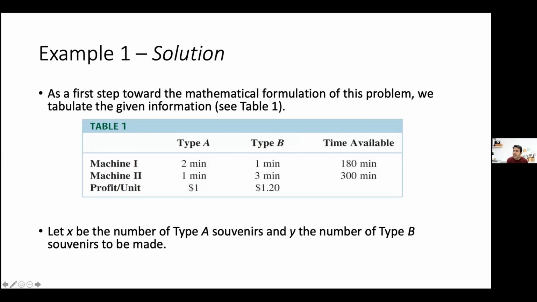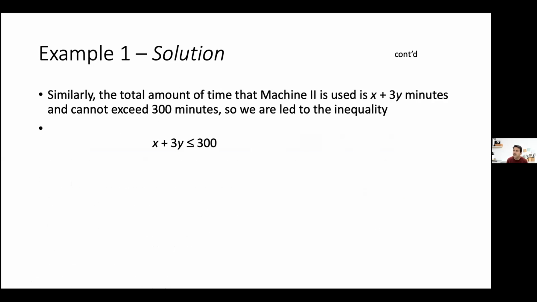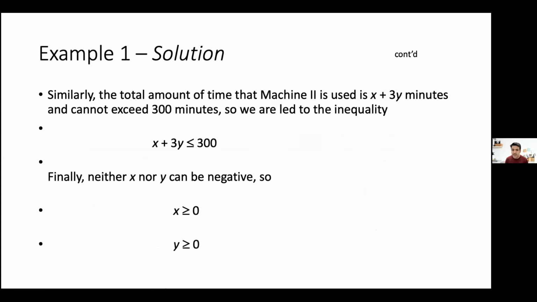Again, x, y. x plus 3y should be less than this, or at least equal. 2x plus y should be less than this, or at least equal. So this is how we can formulate the restrictions. It's going to be like that. And we have one more restriction. Like I said, we can't produce a negative number, so they have to be positive. Both of them have to be positive.